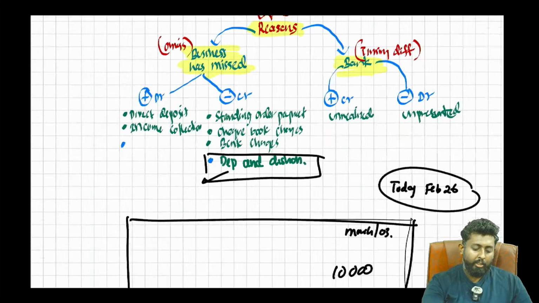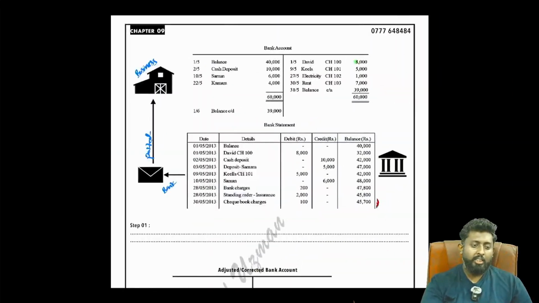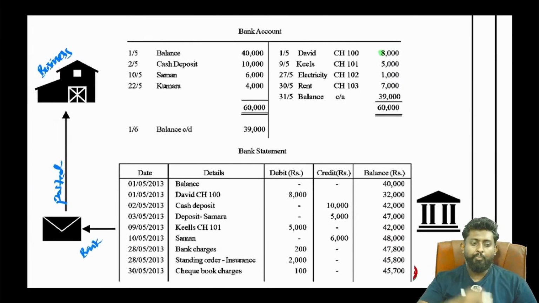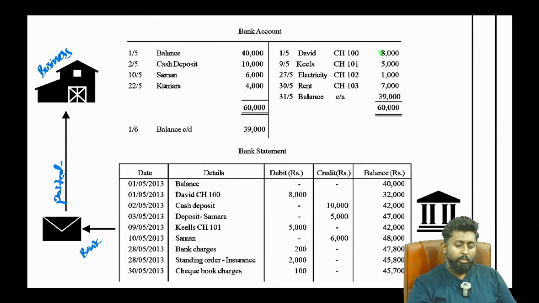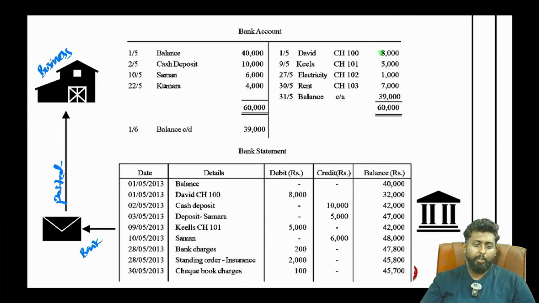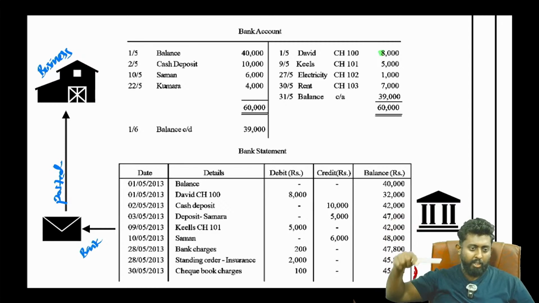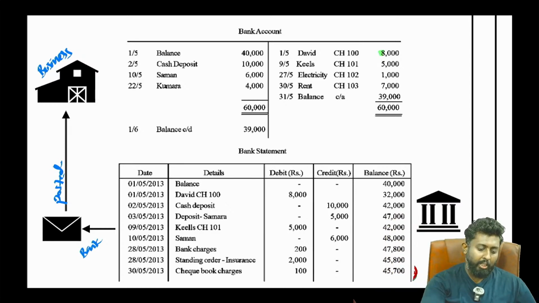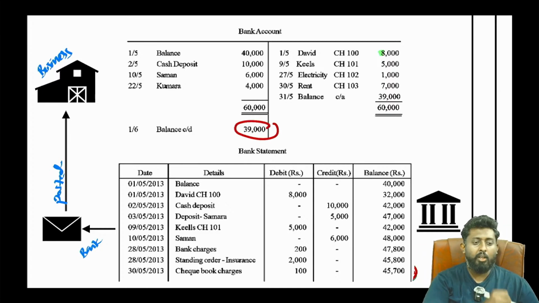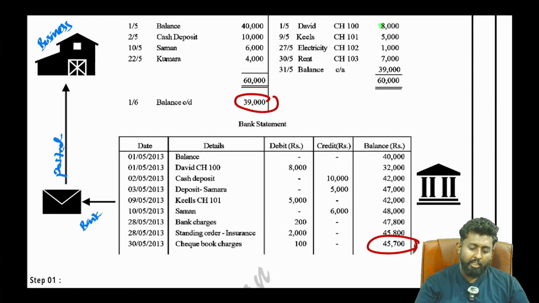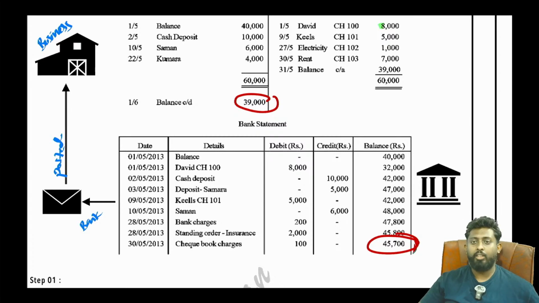Let me explain all of this using a small example here. If you see the screen, you have the bank account balance and the bank statement balance at the top. The bank account balance our accountant has prepared is 39,000. However, the bank statement balance sent by the bank is 45,700.